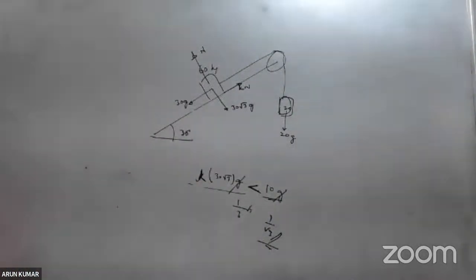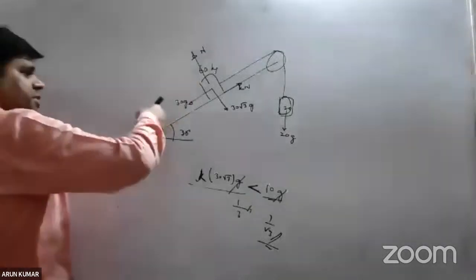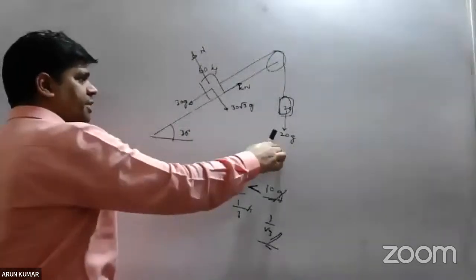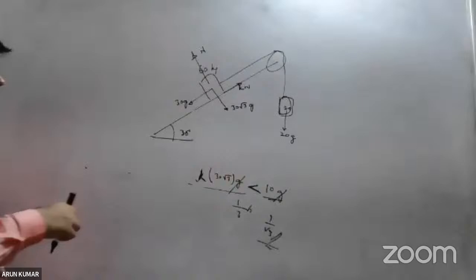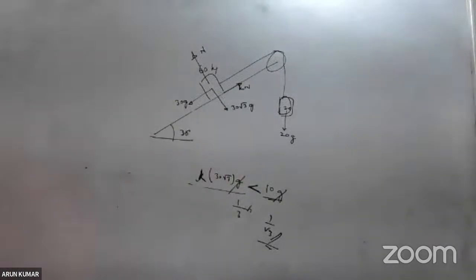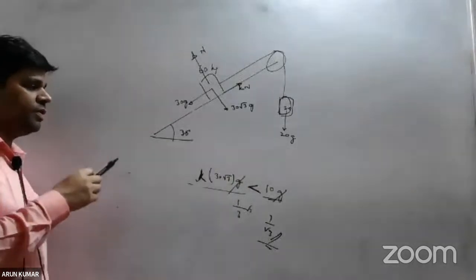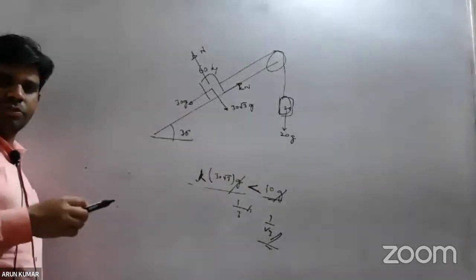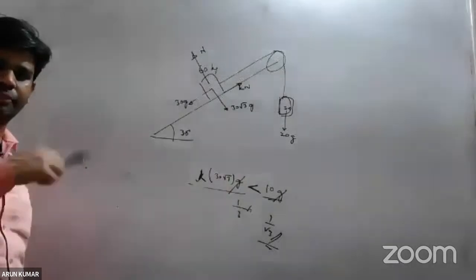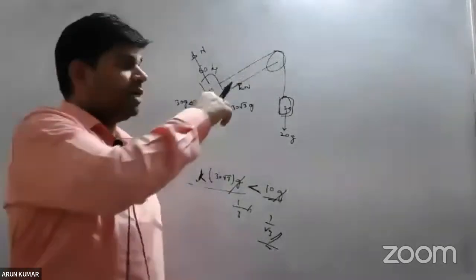If mu is less than 1 by root 3, then the blocks will tend to move downward. Why downward? Because here the supporting force is greater than the opposing force: 30 G is greater than 20 G. So it will start moving downward. So the maximum friction for which the system can move is 1 by root 3. If the coefficient of friction is less than 1 by root 3, the blocks will definitely move, and they'll move downward.